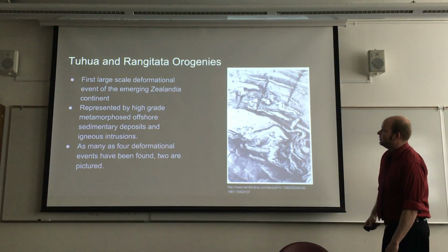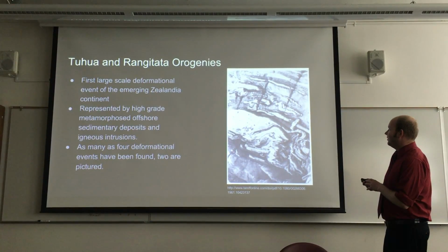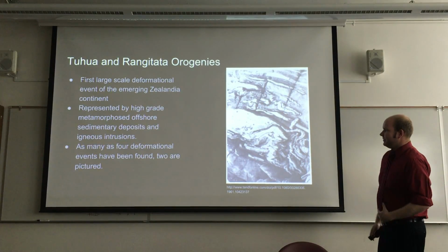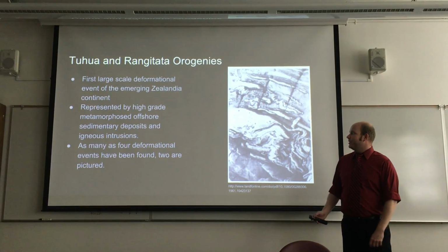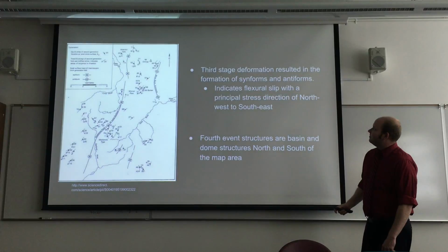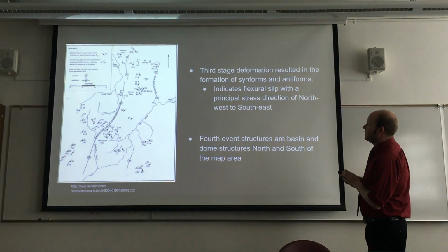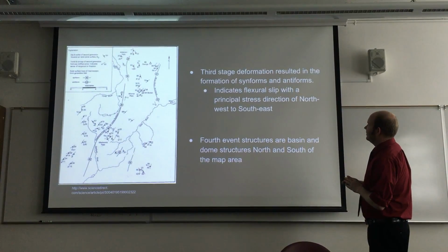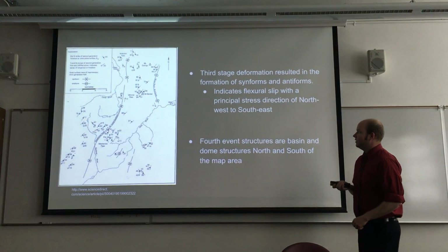So the first large-scale deformational event was the Tuhua, and you can see it represented over here in this picture with these folding beds of the sediment and the igneous intrusions. There might be as many as 4 deformational events, but we only have 2 that are pictured. Here you can see the directions in this figure of the deformation coming from the subduction of the Pacific plate. And you can see that the principal stress directions are from northwest to southeast, kind of along this pattern.